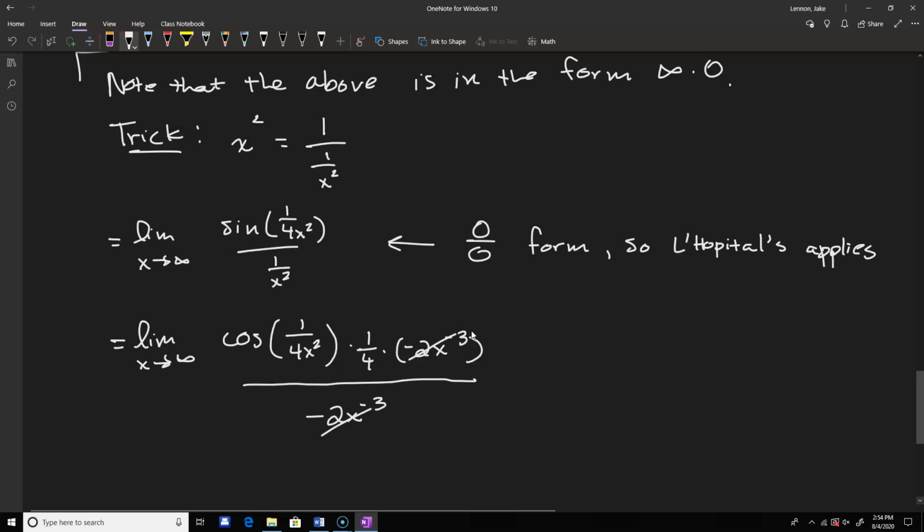And then we know that the cosine of 1 over 4x squared is going to go to the cosine of 0, which is just going to be 1. So we're going to get 1 times the 1/4, and that's what our limit evaluates to, 1/4. So that's it for here.